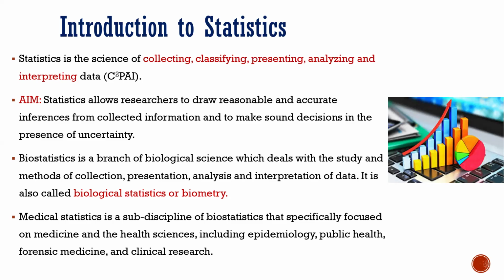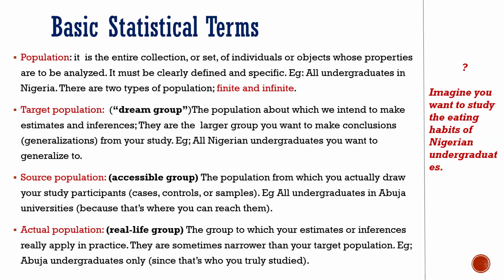So it's a sub-discipline of biostatistics. Biostatistics is just like an umbrella that covers everything that is under biology, okay? But medical statistics is specifically focused on medicine and the health sciences. Now we are talking of public health, we're talking of forensic medicine, we're talking of clinical research, we're talking of epidemiology. So that's the major. So medical statistics is under biostatistics. So I hope you understand. It's just like an introductory, the definitions and everything when it comes to statistics. And I hope you understand the differences. All right. So let's look at the basic statistical terms.